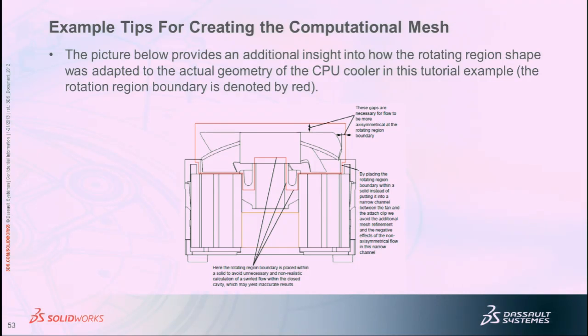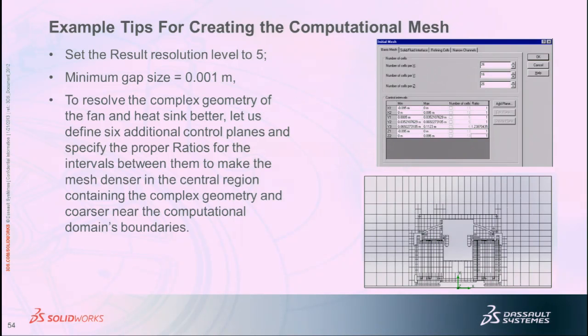And this is again in the tutorial.pdf file, and you can go through it step by step. They give you some more hints about where to worry about gaps and things like that within the model. Here, this was set at result resolution 5, with a minimum gap size of 0.001 meters, and that's because of the gap between the fins. If you remember, there were some circular fins underneath the fan. That's where the gap thickness was chosen.